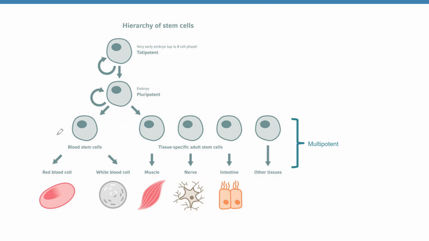So those cells now here are multipotent. Like blood stem cells or hematopoietic stem cells can differentiate into red blood cells and white blood cells. Tissue-specific adult stem cells differentiate into muscle, nerve, epithelial tissue of your intestine, or other tissues. And multipotent cells over here, they don't renew themselves, right? So we have renewal in totipotent and pluripotent cells.